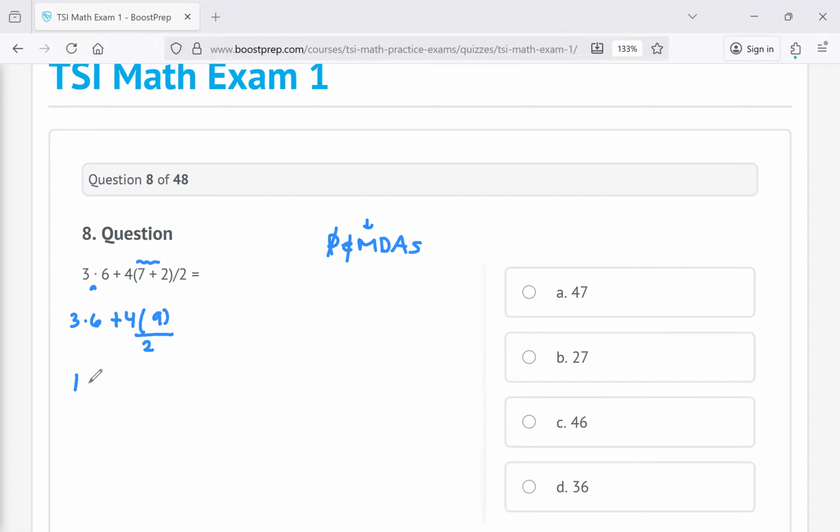So 3 times 6 is 18, plus 9 times 4 is 36, all over 2. Do we have a division? Yes, it is 36 over 2, which is... okay. Yeah, we do. 36 over 2 is going to be 18. And then just add them. 18 plus 18 is 36.